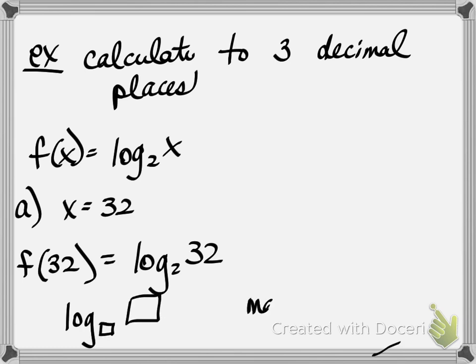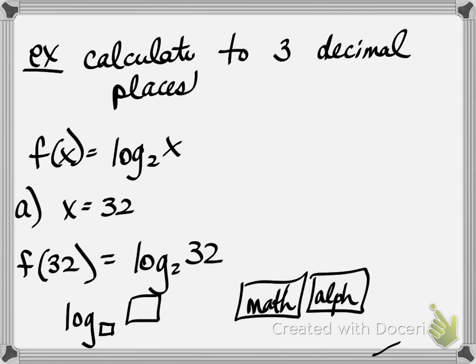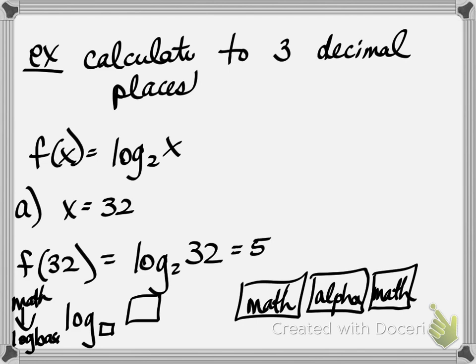Or you can do math alpha, which is usually the green key, and then math, and it also brings that up for you. So it's just whichever way you want to use to get there. This is math down to log base is how you get this. Or you can do math alpha math. So one way or the other, do log base 2 of 32, and hopefully it gives you 5. And that's because 2 to the 5th is 32.